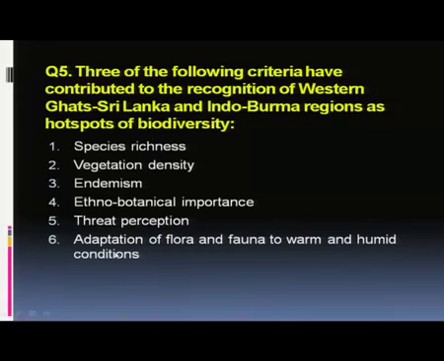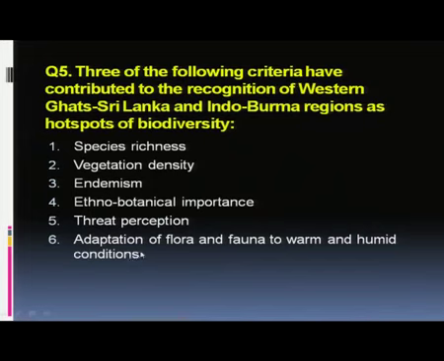These are enlisting various characteristics. Number 1, species richness. Number 2, vegetation density. Number 3 is endemism. Number 4 is ethno-botanical importance. Number 5 is threat perception. Number 6 is adaptation of flora and fauna to warm and humid conditions.